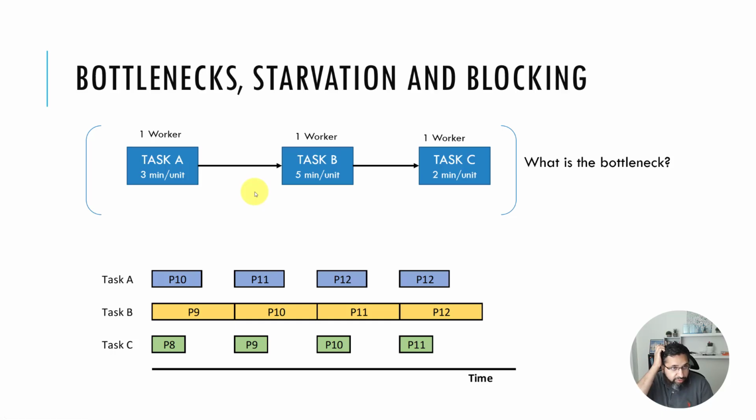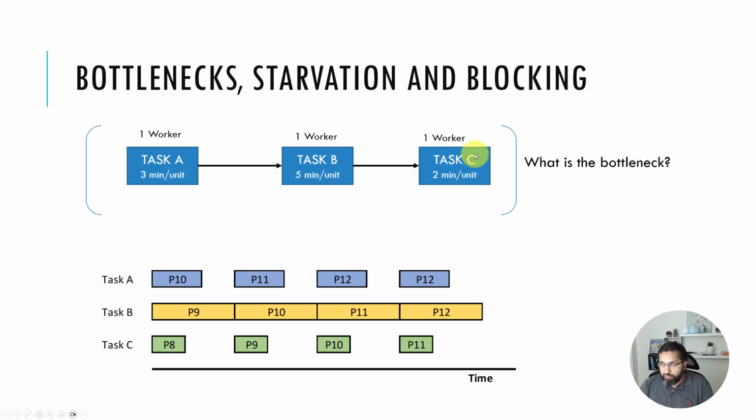To understand the effect of a bottleneck, we need to understand certain concepts, specifically the concepts of blocking and starvation. So we're going to understand starvation and blocking by looking at this simple process. We have one worker at each station. We have three tasks. Task A done at the first station, which takes 3 minutes per unit to complete. Then we move to task B. That's the next in sequence. That takes 5 minutes per unit. And then we move to task C, which takes 2 minutes per unit.